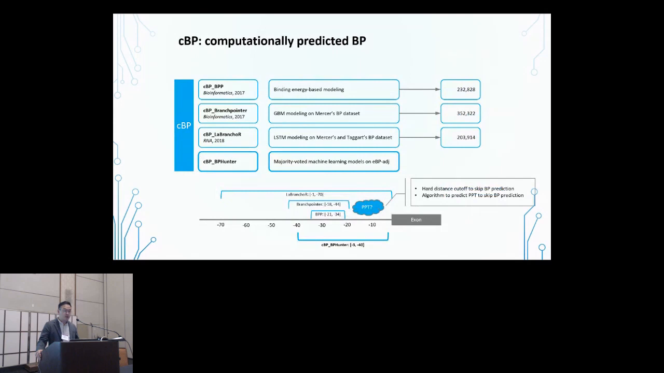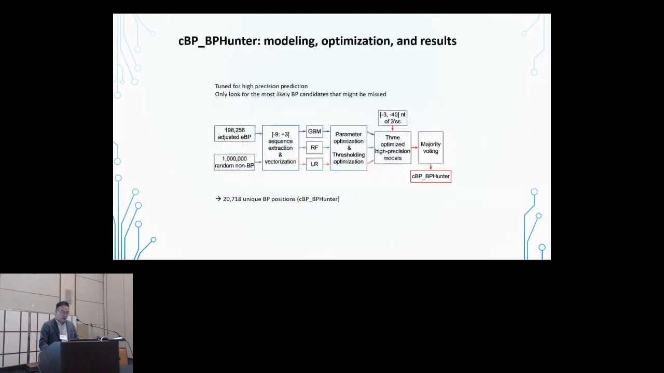Also, there have been some computational studies to predict the BP. They use 1 or 2 experimentally identified BP, and they define a window for the screening, but they use a hard distance cutoff to decide that this region will skip the prediction, or they create an algorithm to skip the prediction because they consider this part to be interacting with another trans element. So our idea here is that probably some good candidates are missed.